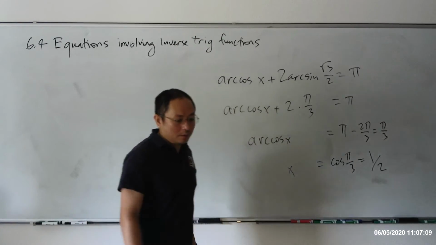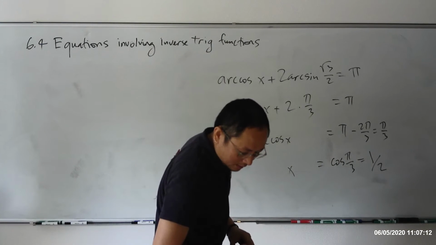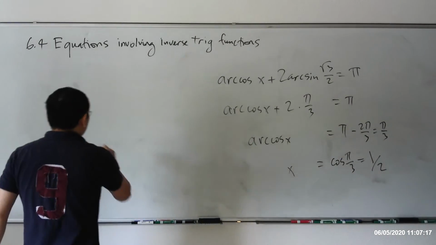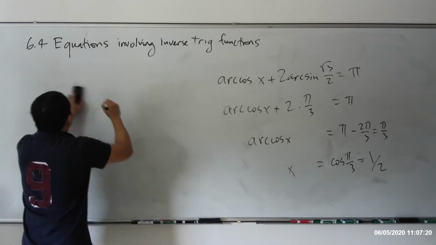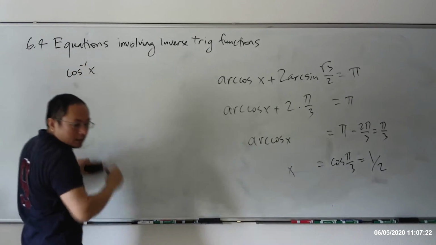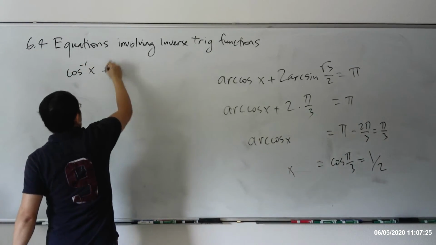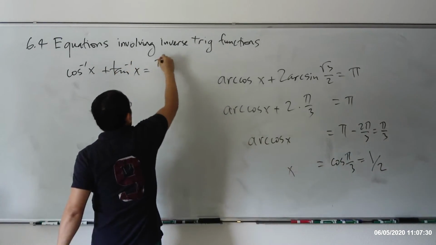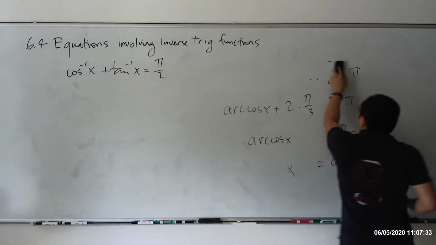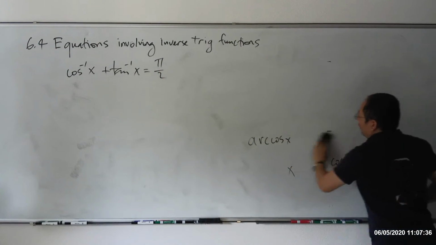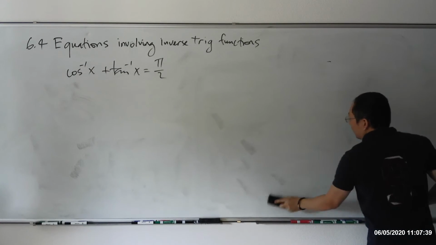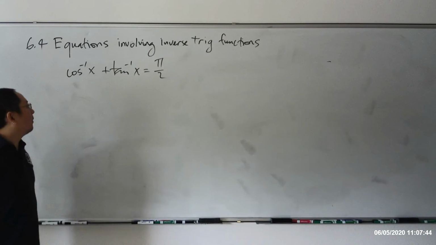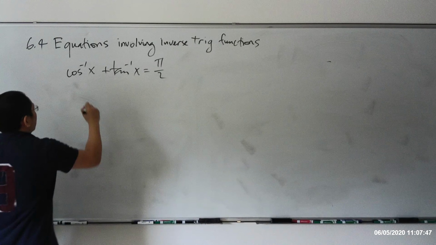Okay. Let's try one more. Let's choose something that's harder than this. Okay, I see 43. Cosine inverse of x plus tangent inverse of x equal to pi over 2. Now in this problem, I've got cosine inverse and tangent inverse, and x on both inverse functions. So you have a choice in here. You can either choose to solve for cosine inverse, or you can solve for tangent inverse, and both ways are going to work. So let's start with cosine inverse.